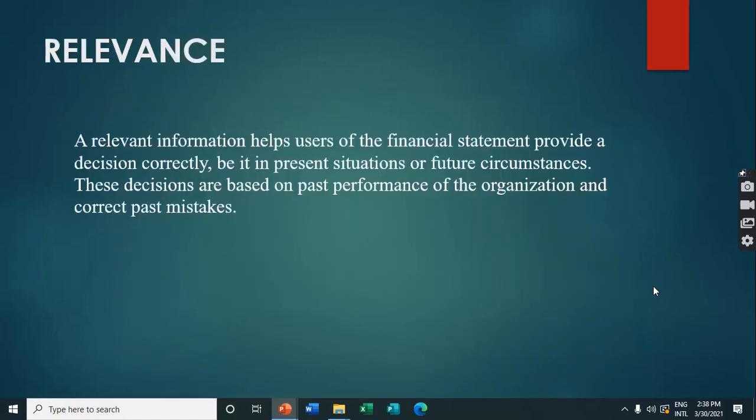Next is the relevance. So, ano naman tong relevance na sinasabi nila? So, a relevant information helps users of the financial statement provide a decision correctly. Ayan.